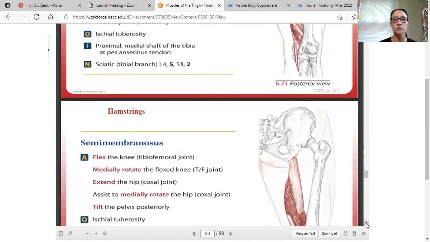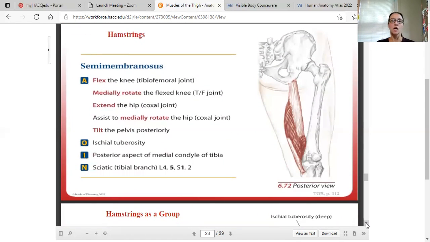All right, so moving on to semimembranosus. Semimembranosus is the deeper of the two semi-sisters. It has a little more tendon to it. It's kind of an odd shaped muscle. Origin is the ischial tuberosity here. Insertion is slightly different. It is not the pes anserinus. I know you were hoping, but it's not. It is the posterior aspect of the medial condyle of the tibia.